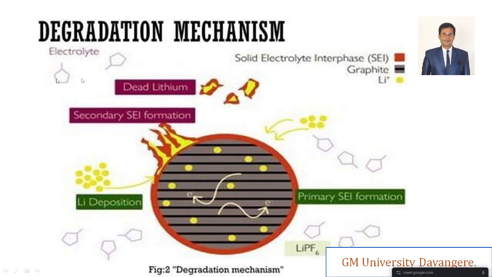So these are the dead lithium, the secondary formations of solid electrolyte interface, the primary formations of solid electrolyte interface, and lithium depositions on the other layers. These are the various reasons why the battery degrades. As I told, these are like your BP, sugar, asthma, diabetes, which reduce your life. Understood?